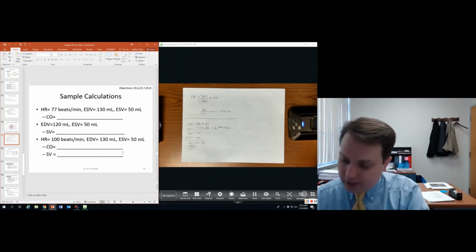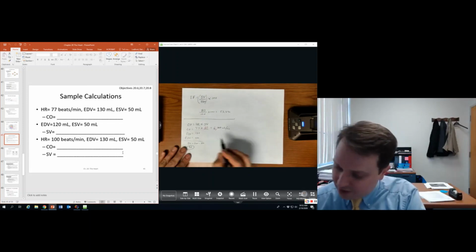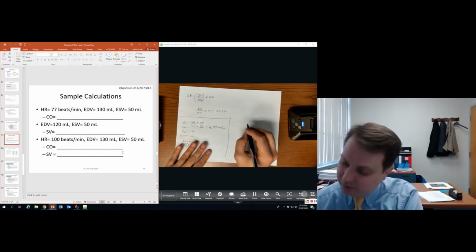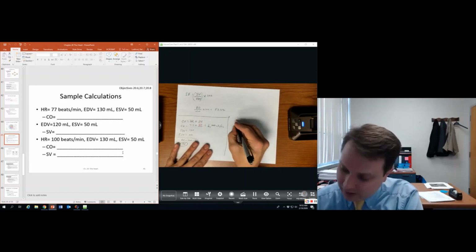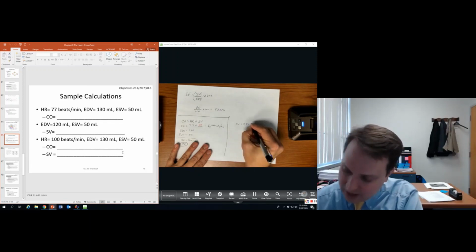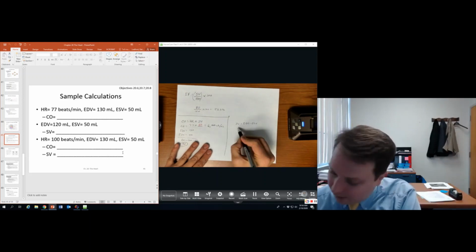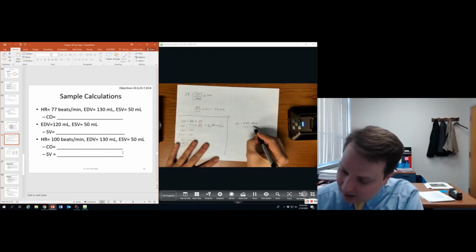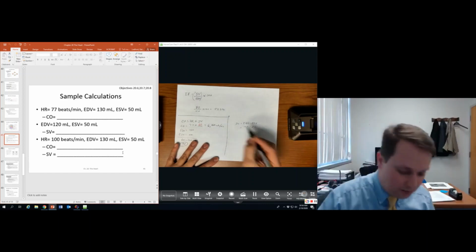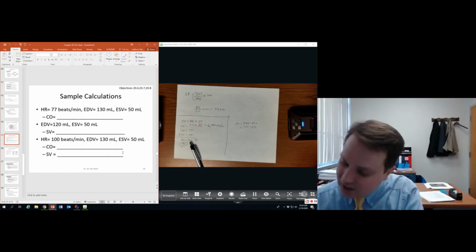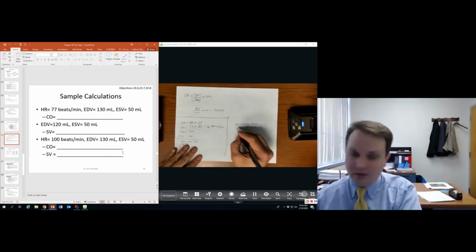So here's another one we did. EDV is 120, ESV is 50. So all we're doing is, remember, stroke volume is EDV minus ESV. Here we have 120 minus 50, which is 70. Okay.